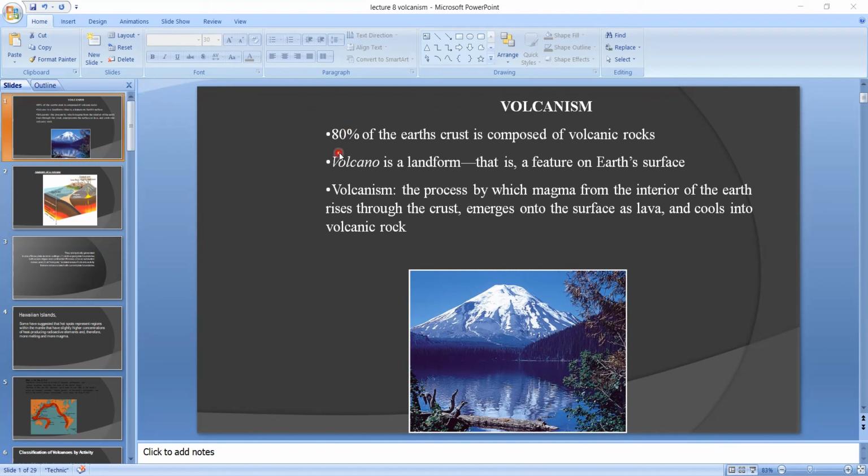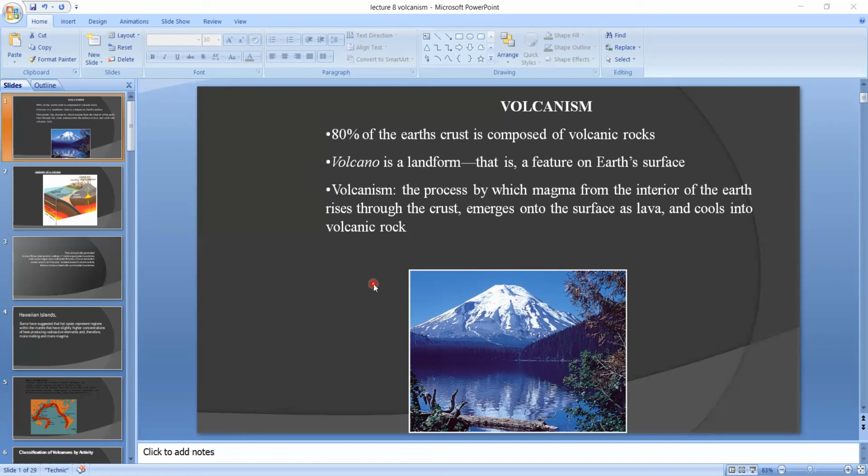So, 80% of the world's crust is composed of volcanic rocks, and 20% includes the other igneous rock, sedimentary rock, and metamorphic rock. We are talking about the crust. Okay. So, what is a volcano? A volcano is a landform and it's a feature on the earth.